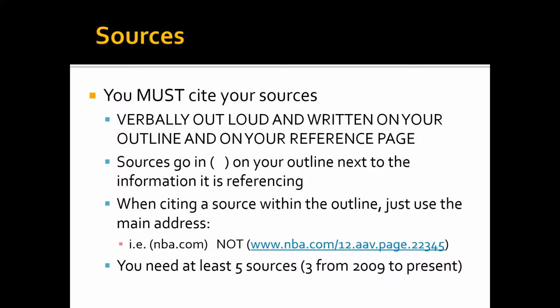When citing a source within the outline, just use the main address. For example, I will say NBA.com. I won't write out www.nba.com/12.8av.page.22345. You must have at least 5 sources that you utilize and have on your reference page and within your outline. 3 need to be from 2009 to present.